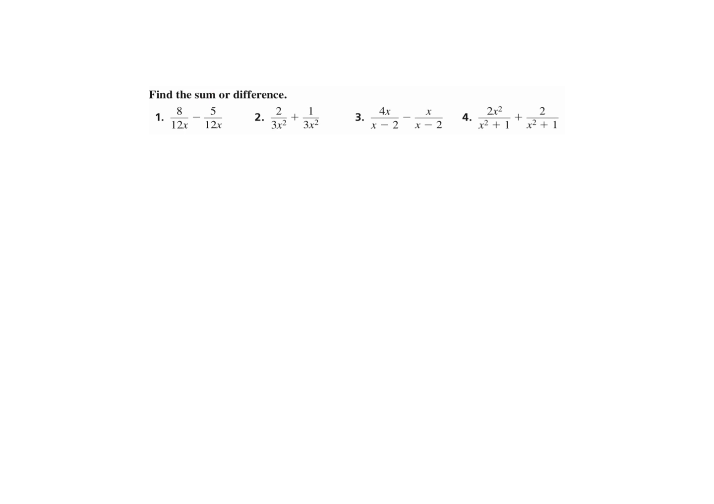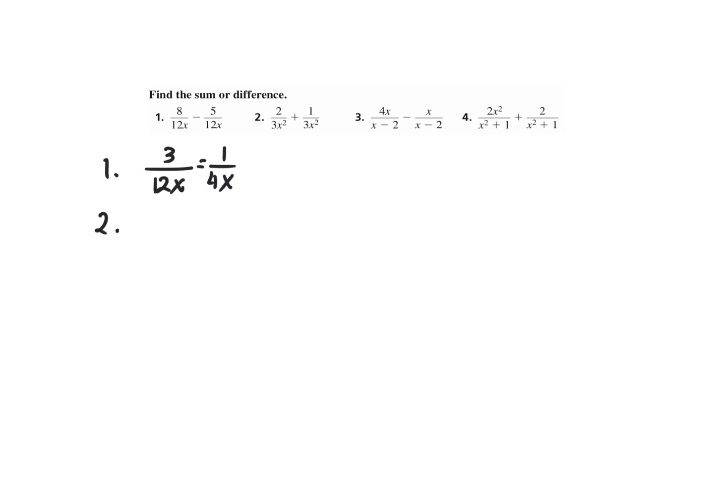So in order to do the first one, we notice that 12x is already the same denominator. So we can just go ahead and subtract 8 minus 5, which is 3. So we get 3 over 12x. Now this can be simplified by 3 as the numerator and the denominator both divide by it. So 3 divided by 3 is 1, 12 divided by 3 is 4, so our answer is 1 over 4x for number 1.